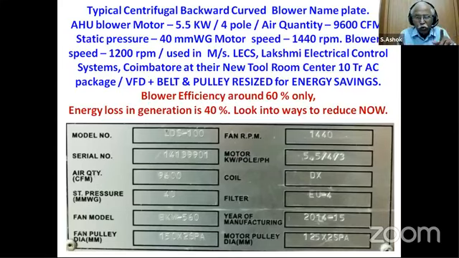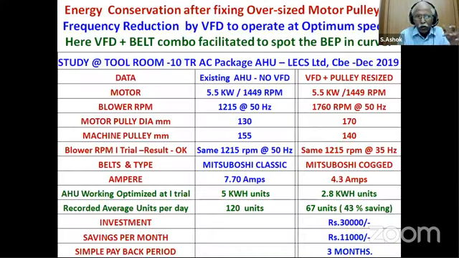It is meant for a new tool room application where they cannot compromise the airflow or CFM, or the temperature and RH they have to maintain. The VFD and belt pulley combination gave a savings of almost 30 to 40%. Let us look into how it is achieved. The energy conservation is done by resizing the motor pulley. You can see the speed ratio: the existing motor pulley and blower pulley are 130 and 155, and the new pulley is 170.